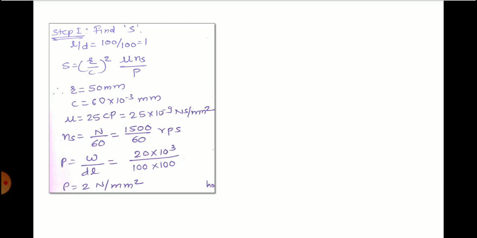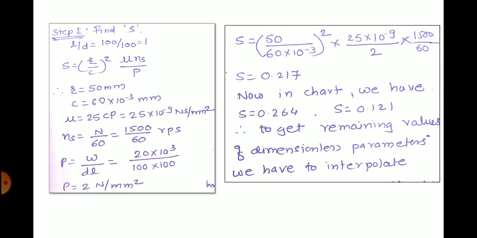Using the Sommerfeld number, what will be the Sommerfeld number? We'll just put all these values in the Sommerfeld number. S is equal to (R by C) squared into mu Ns by P. So what is my value? R is equal to 50, upon C is 60 into 10 raised to minus 3, bracket square, then next is 25 into 10 raised to minus 9, that is mu.